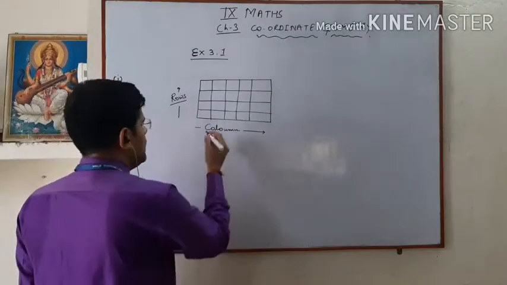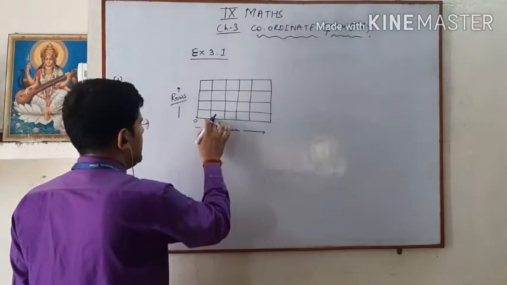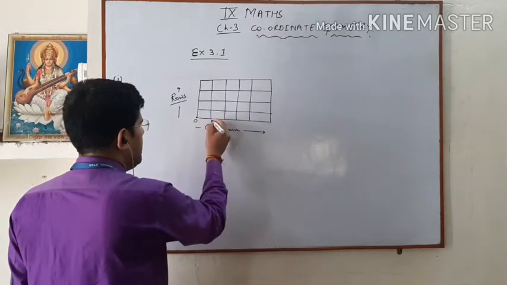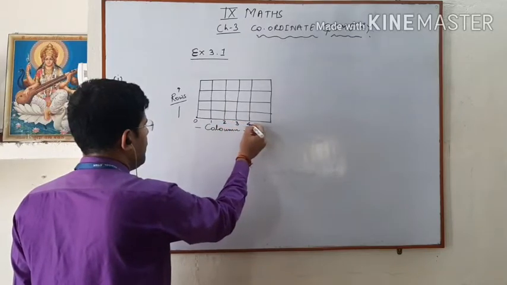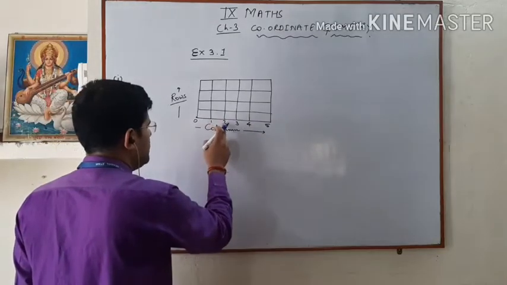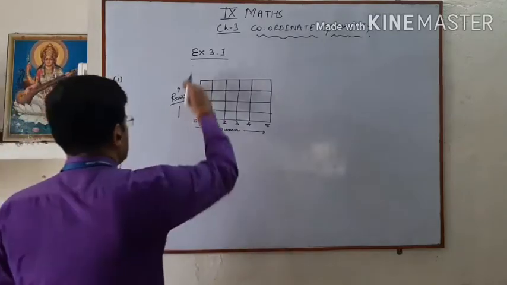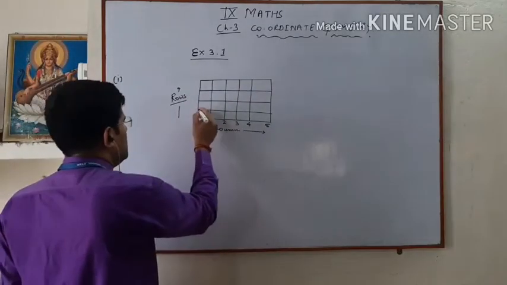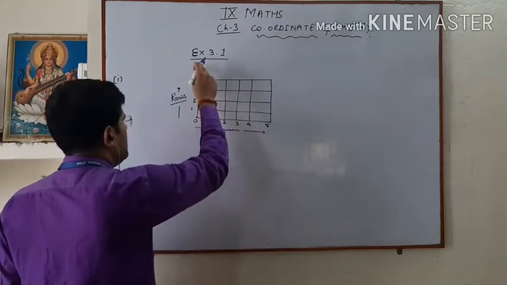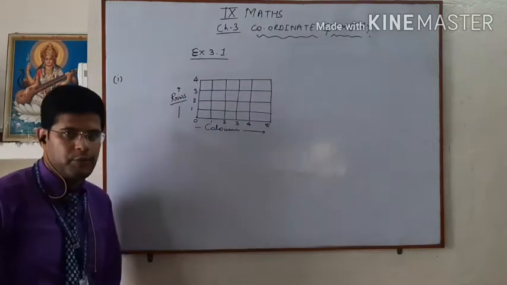First of all, you mark 0 at the starting point. You just have to let a starting point, so I let the starting point be here. So I mark 1, 2, 3, 4 and 5. It means column 1, column 2, column 3, column 4 and column 5. And on this vertical line, I write 1, 2, 3, 4. For this line, O is the origin, or we can say the starting point.